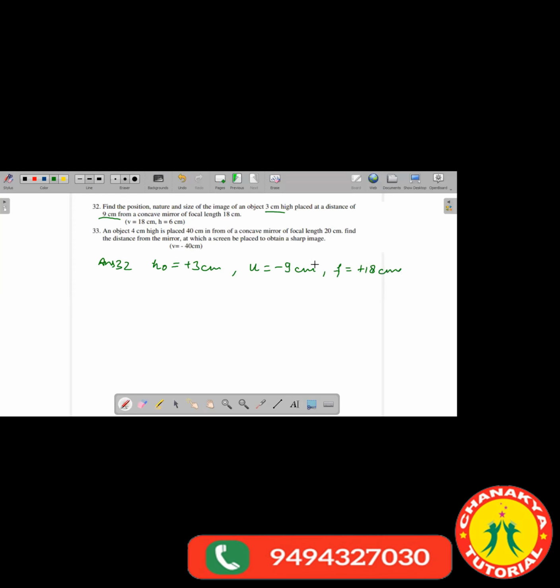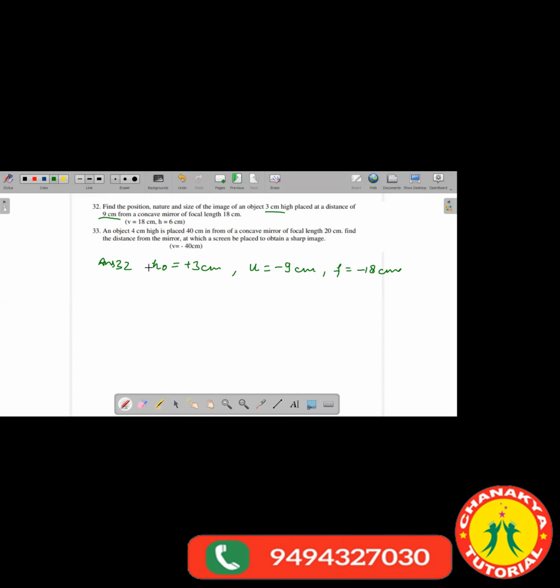Plus or minus? Should the focal length be plus or minus? Minus. Since it is a concave mirror, and for the concave mirror, the focal length is negative. So we will give this focal length a negative sign. The focal length will be negative, not positive. So we'll have focal length minus 18.